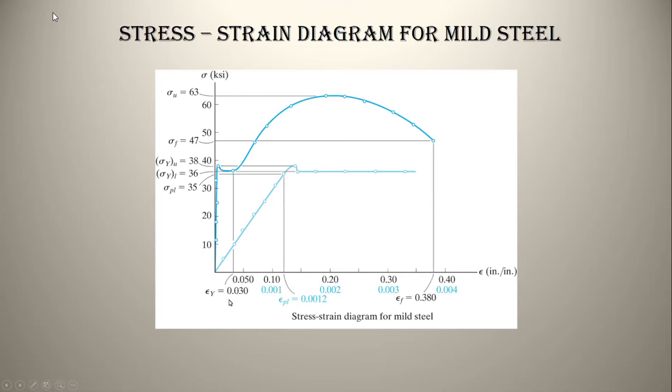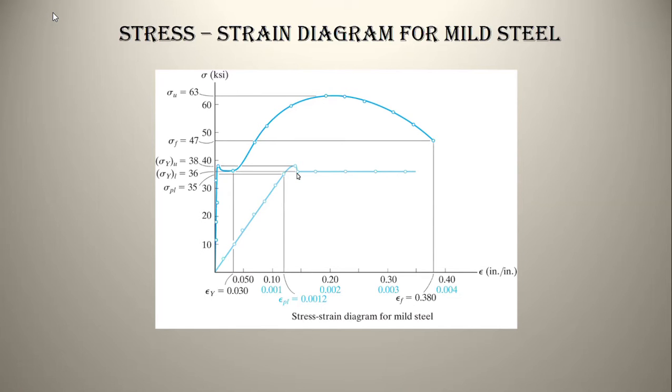And now you can see that we have a straight line relationship up to a certain point. This point is called the proportional limit, sigma PL. This value of stress here is called the sigma proportional limit. Then the next point you see, after the proportional limit, is that the relationship is no more a straight line relationship; it starts to curve. You can see that after this point, it starts to curve.